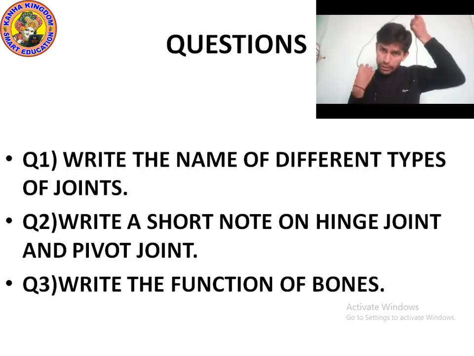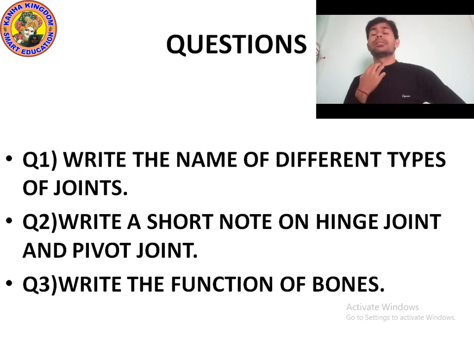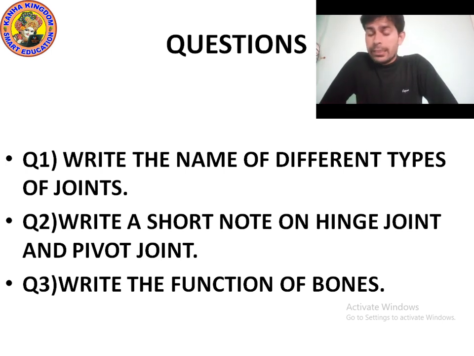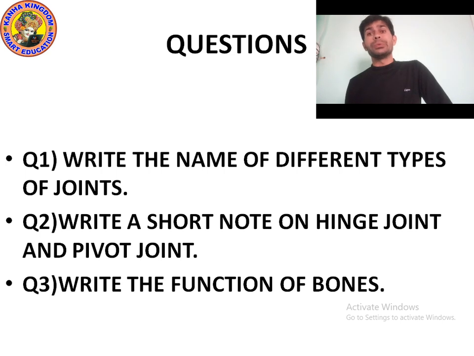Okay, it's time to ask questions. As you can see on the screen, question number 1: write the names of different types of joints. We can divide the joints into two categories: movable joint and immovable joint. The movable joints are hinge joint, pivot joint, gliding joint, and ball and socket joint. Fixed joint is immovable.